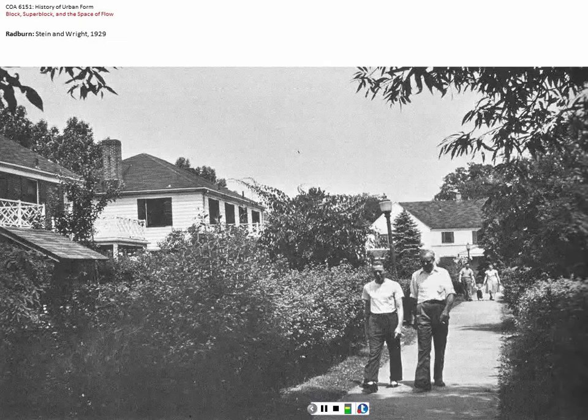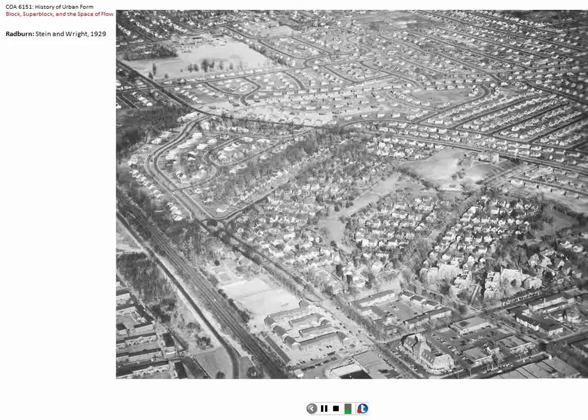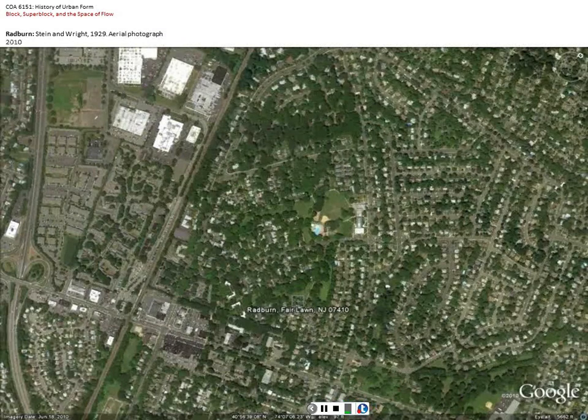There's a view of it. There it is as it was built out. It came along in 1929. The stock market crashed. It was never fully completed, but its influence was extremely wide, broad. There's an aerial view of it today.